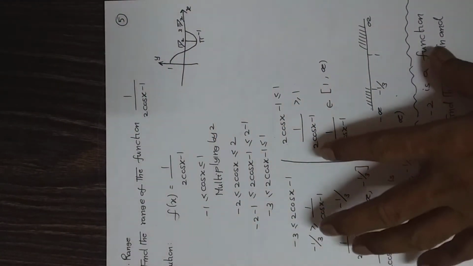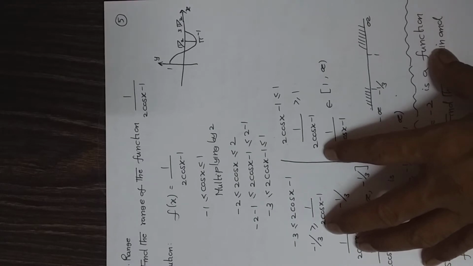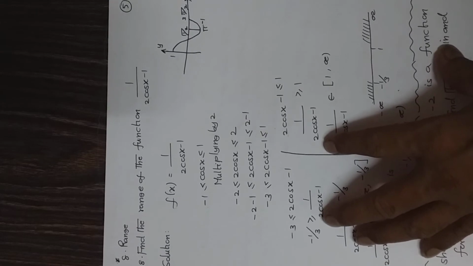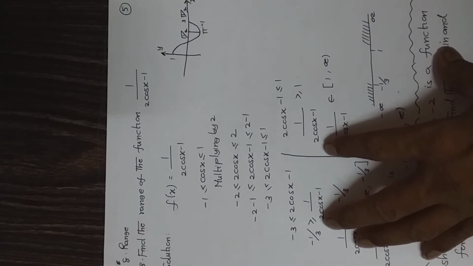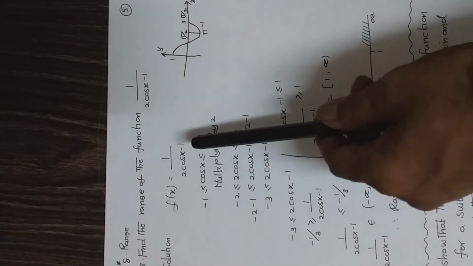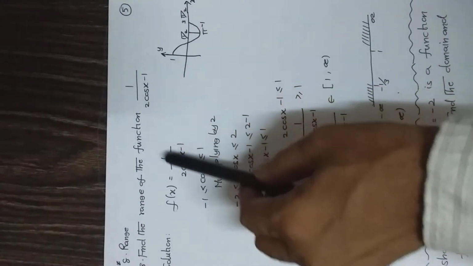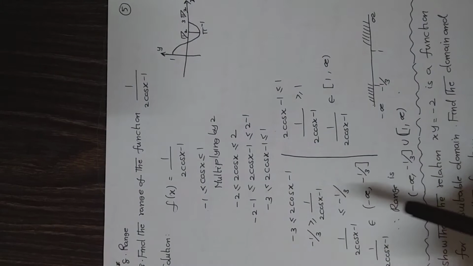So here first you have to assume the given problem as f of x. So f of x is equal to 1 by 2 cos x minus 1. So directly you cannot bring this value. Certain steps you have to follow.